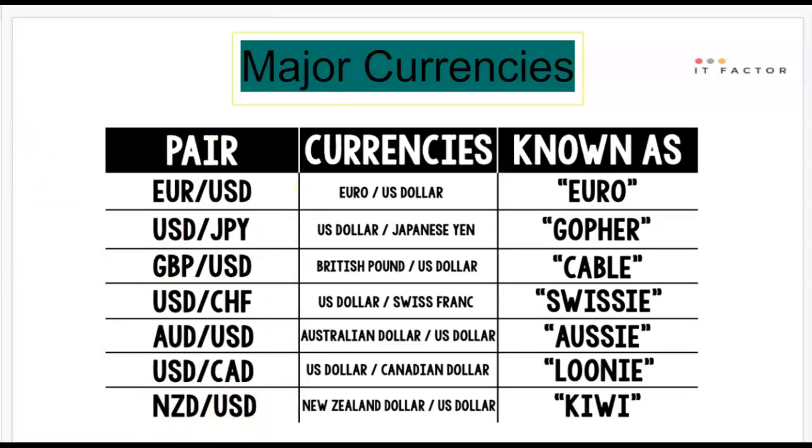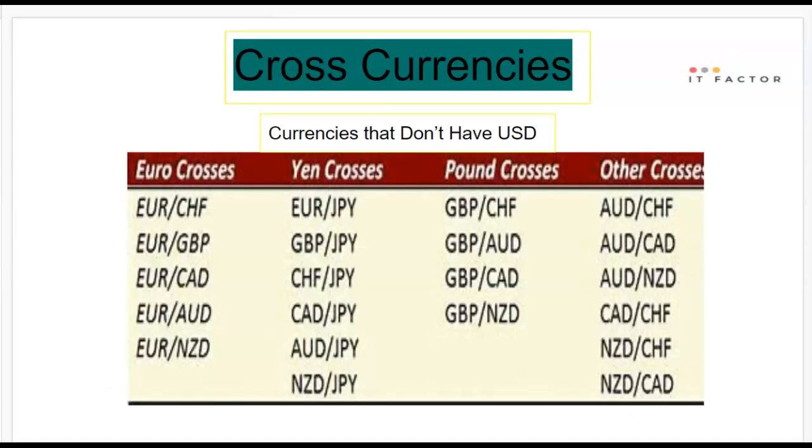The next slide, go to the next slide here. The next slide, these are cross currencies, alright? As you notice in these pairs, you don't see the US dollar in it. So if it has the US dollar in it, it's called the major currencies, because US dollar is the most traded currency. So it's one of the major currencies. But as you notice, none of these currencies have the US dollar. So they are called cross currencies.